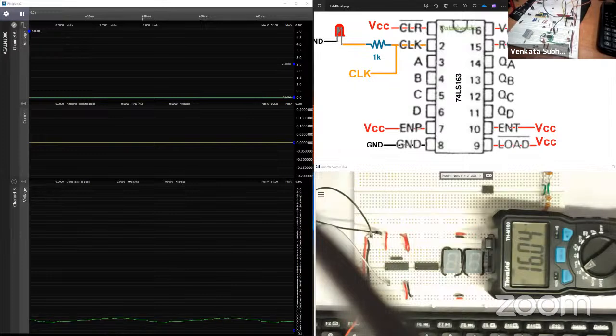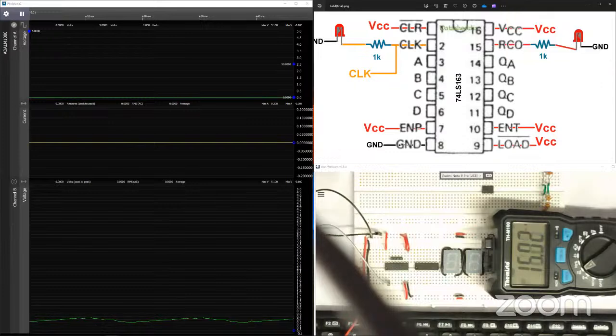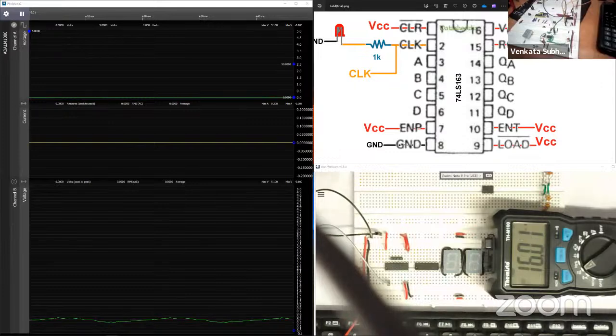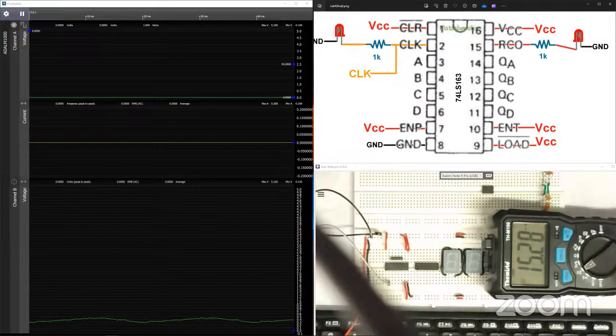One thing to mention, whoever is sharing the screen, you haven't connected your reset pin to VCC, so you are not getting any output. It's an active low pin. You have to connect it to VCC in order to get output. Pin number one.